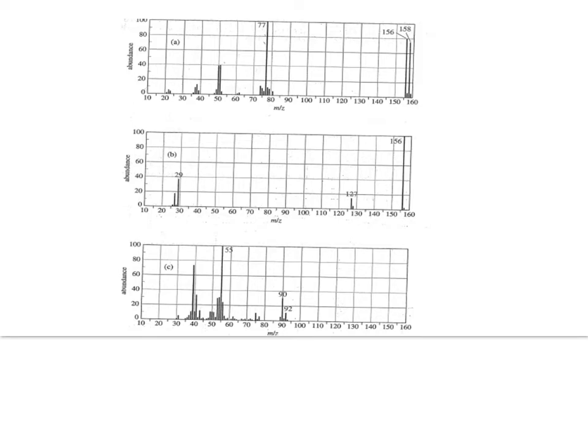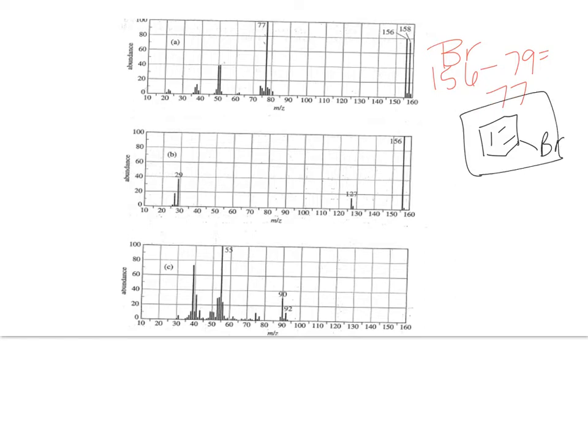So 158, 156, this is telling you that there's bromine. And then it tells you that the mass is 156, and you minus the mass of bromine, which is 79, and it gives you a mass of 77. Okay, so 77 is a phenyl group. So the likely proposed structure would be bromobenzene.